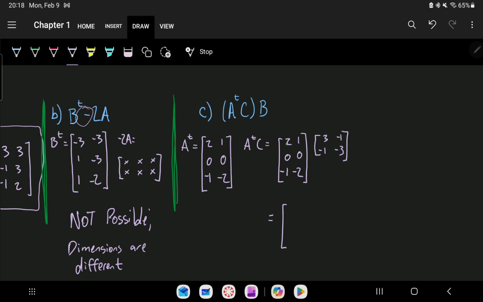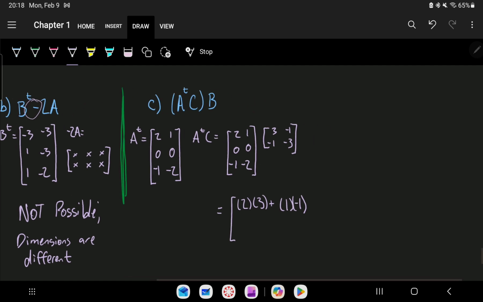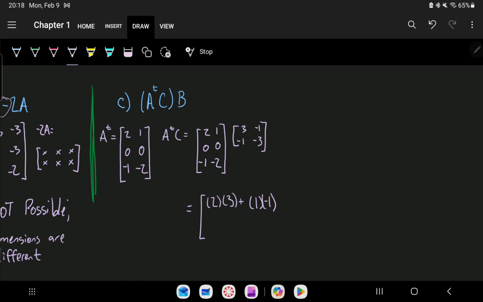So we're going to take the dot product of the first row of A transpose and the first column of C, right? So that is going to be 2 times 3 plus 1 times -1. And that dot product is going to be this entry of the matrix, right? I'm going to need to scroll over here because we're going to need some room, but that's okay. I'm going to write it out all as the formula, and then we'll actually go in and solve it, right?